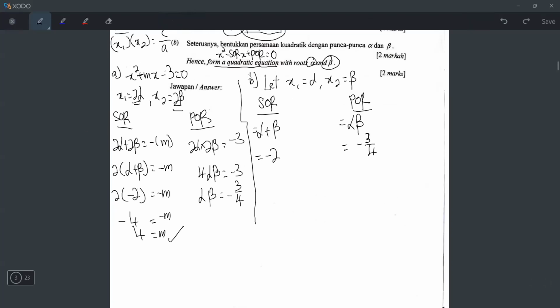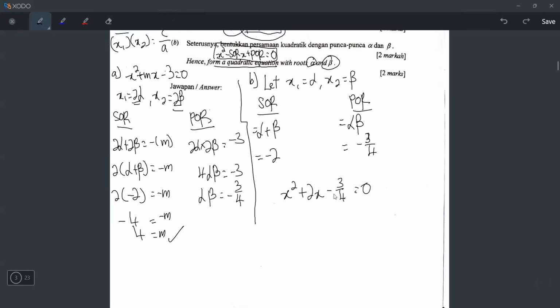Okay, let's continue. After I get my SOR and POR, now I can finally put inside this formula. X squared minus SOR x plus POR equals 0. So x squared minus SOR, and the SOR is -2, right? So what is minus -2? So it will be plus 2x. Just remember, the SOR always have to tukar tanda before you put inside the B. But the POR, you no need tukar tanda, just masuk saja, equals to 0.